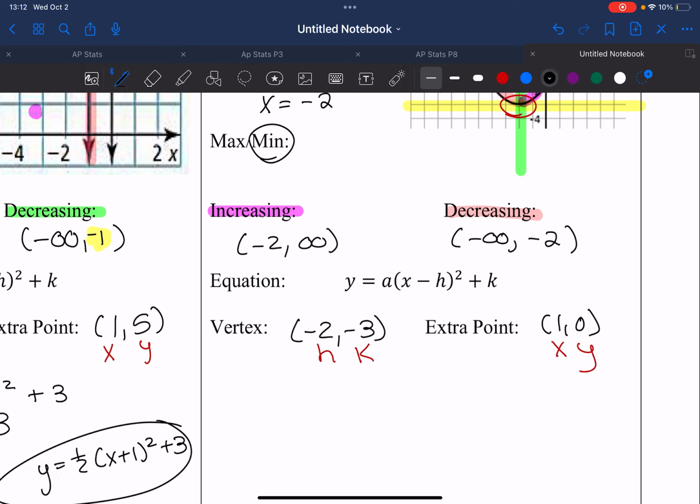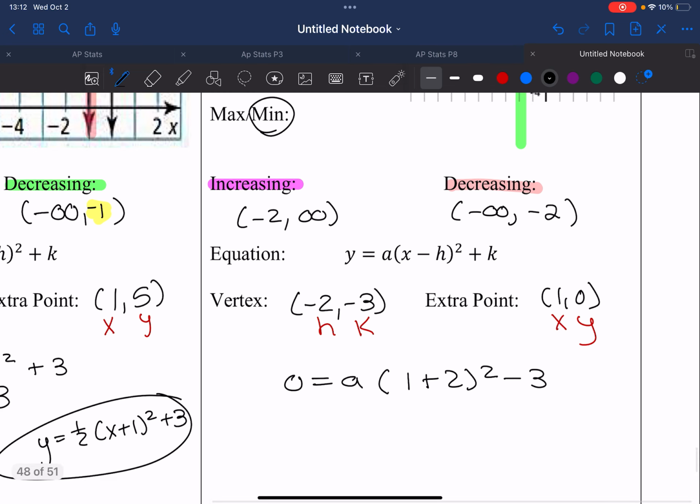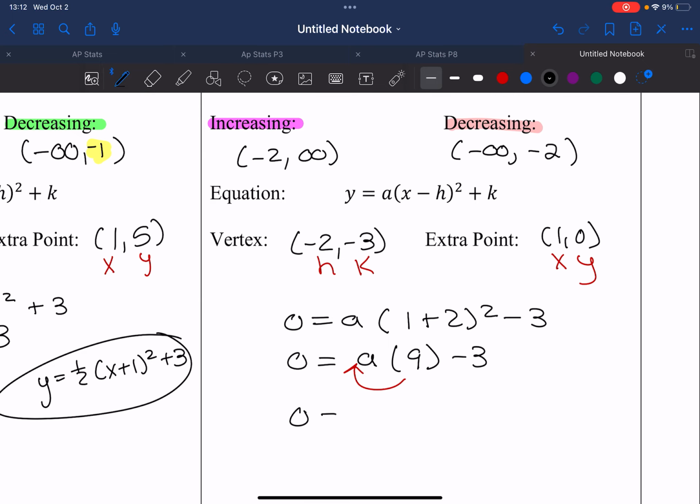So plugging it in, I get 0 is equal to A, parentheses 1 plus 2 squared minus 3. So this is 0 is equal to A, 1 plus 2 is 3. 3 squared is 9 minus 3. I'm going to put the 9 in front of our variable just because that's the proper way to write it. So 0 is equal to 9A minus 3.